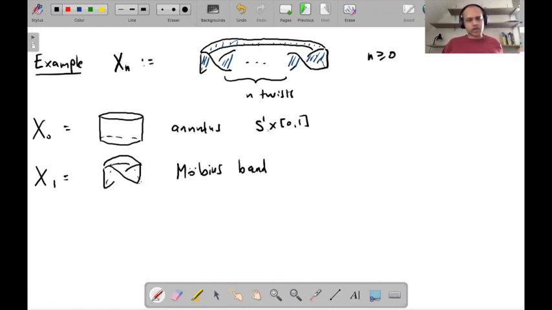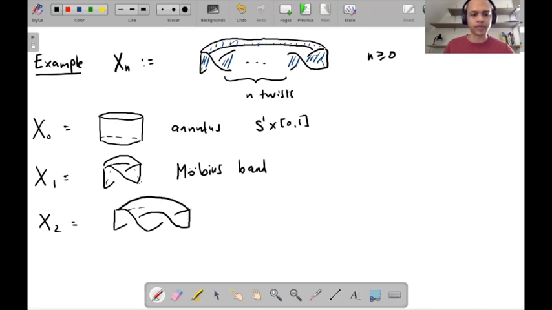It's like a twisted version of this product, S1 cross I. You can see this, for example, on my webpage, or also if you go to the engineering building, in front of it they have a large physical copy of it. So X2, well, as we go on, you can sort of imagine what X2 looks like. We're going to draw X2 and so on.